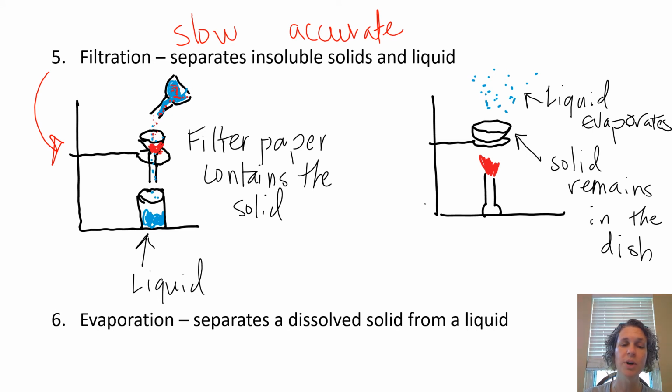Evaporation is when you want to separate a dissolved solid from a liquid, and you don't really want to keep the liquid. So the liquid's not really a big deal. You just let it evaporate. So if you had something like salt in water, you could boil that. You would lose the water, and then the salt would just remain there in the dish. This little dish is called an evaporating dish. It's just a little porcelain bowl looking type thing.